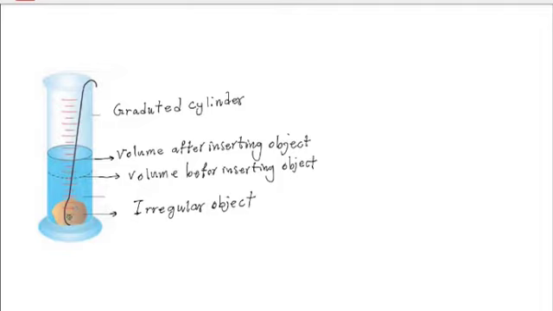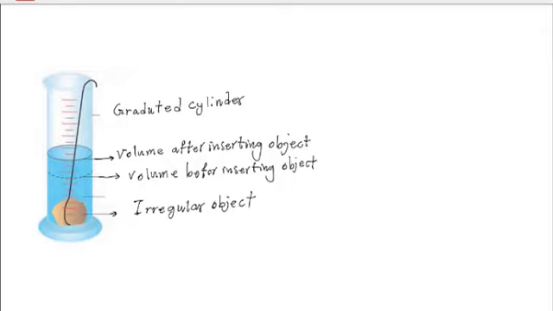So the volume of this part of the water inside the graduated cylinder which has risen is equal to the volume of this rock. Pay attention that their volumes are equal, not their mass. One of them is water and the other one is rock. It could be, for example, metal, so their masses are not equal, just their volumes are equal.